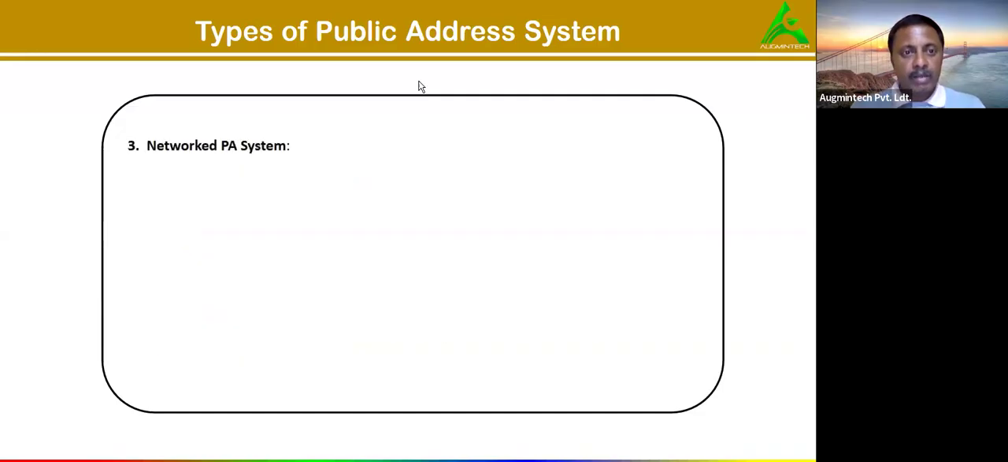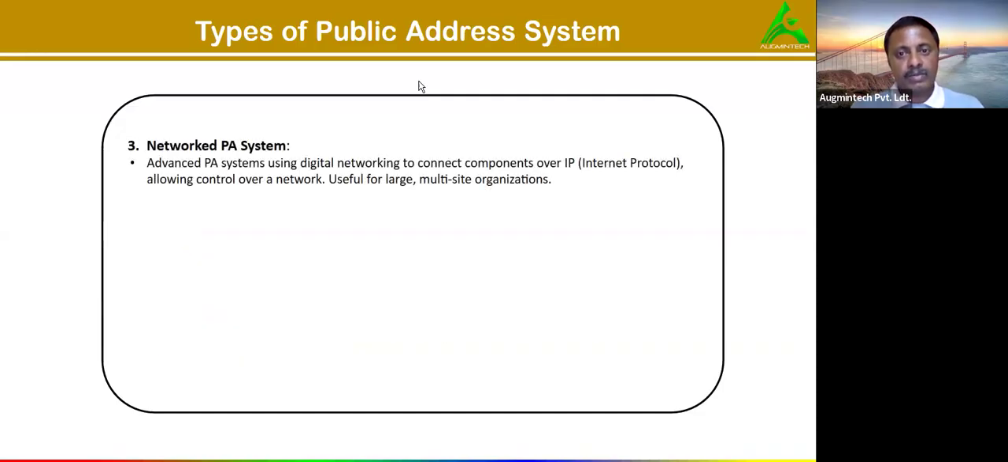And we have a network PA system also. What do we mean by it? It uses digital networking to connect the components over IP, Internet Protocol. As I told you, addressable fire alarm panels and so on: each and every detector has an address, which is nothing but the IP, Internet Protocol. So it allows control over a network.